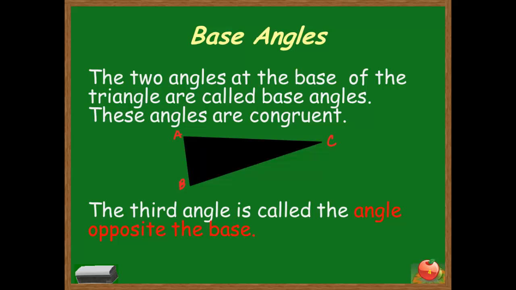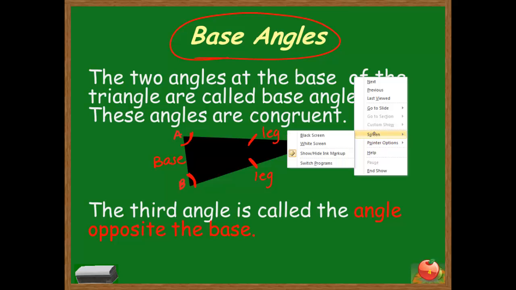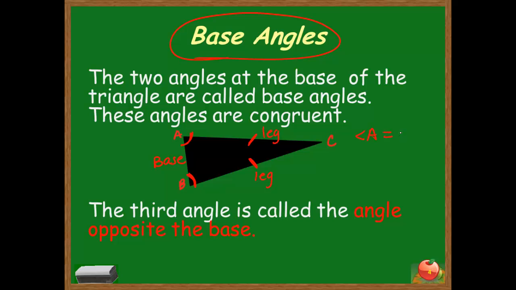Okay, the 2 angles at the base of the triangle are called base angles. So if I know that these 2 sides are congruent, they are the legs, and this on the left-hand side is called the base because it is not congruent, then what we have here is angle A and angle B are called base angles. And these base angles are congruent. So I could state that angle A is congruent to angle B.